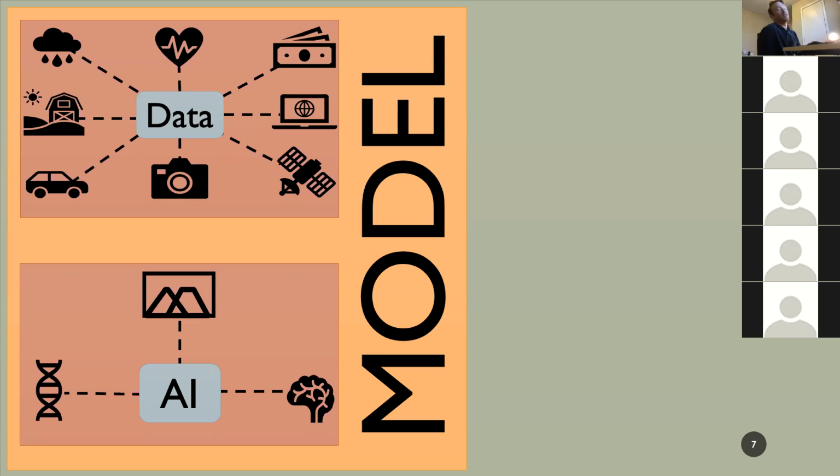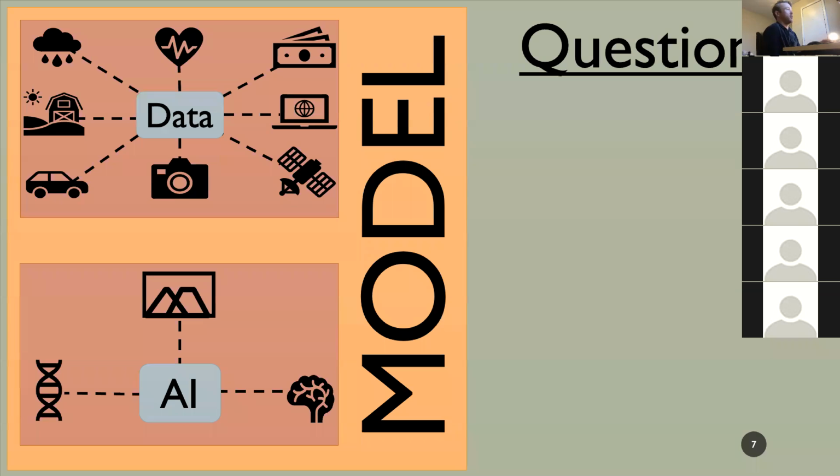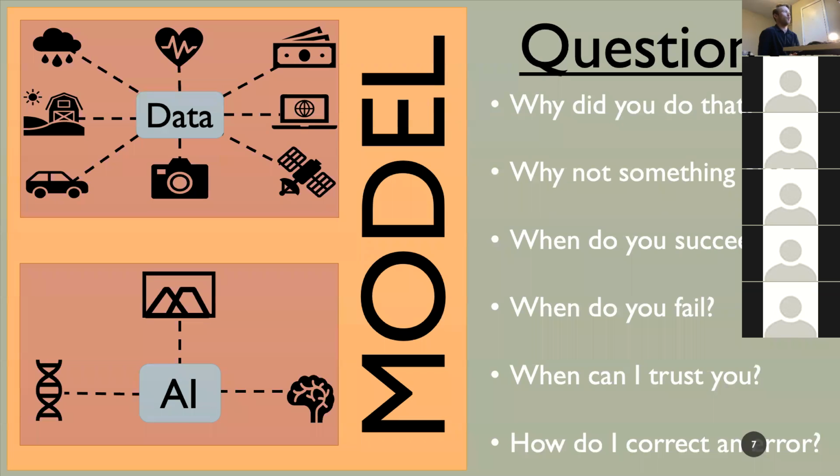But one of the things we really are getting at the heart of with explainability is answering a handful of questions that prod at what we hope explainability is. These originally came from a DARPA paper a few years ago, but they form a good foundational set of questions of what we are looking for when we have an explanation. As we dig in, we're really going to be asking: why did you do that? Why not something else? When are you going to succeed? When do you fail? When can I trust you? And how can I correct an error?